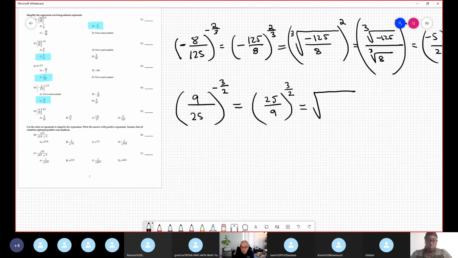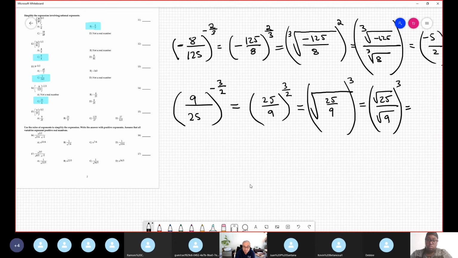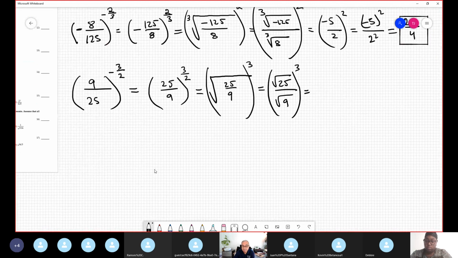Now, after conversion to radical, what kind of root? Square root, because it's 2 here. 25 over 9, and raised to the given power. Boom. Now it's square root 25, square root 9, raised to the given power. Square root 25 is 5, square root 9 is 3, and you raise to the given power. This is 5 to the given power over 3 to the given power.